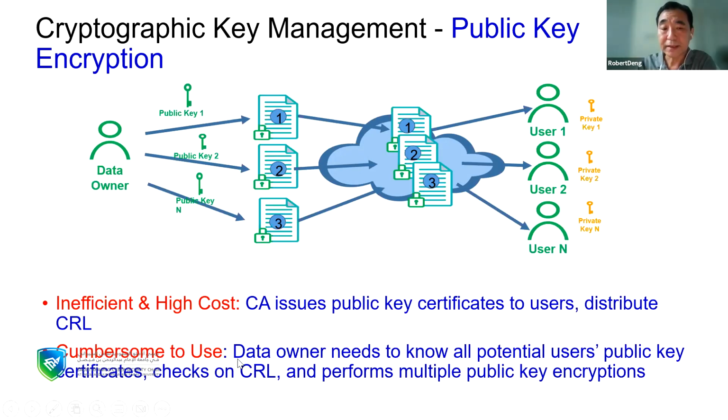The second aspect of the high cost is that when I perform an encryption in a multi-user environment, for example, my document is intended for 100 users, I must perform the encryption 100 times, using each user's public key to perform a separate encryption. It's cumbersome to use. It's not easy to use. It's not friendly, because the data owner has to know all the potential users' public keys, and can only perform one-by-one encryption.